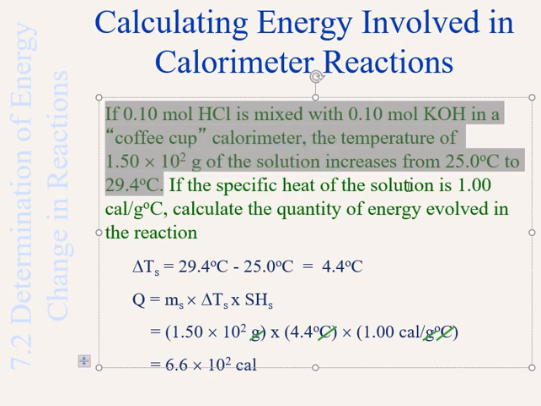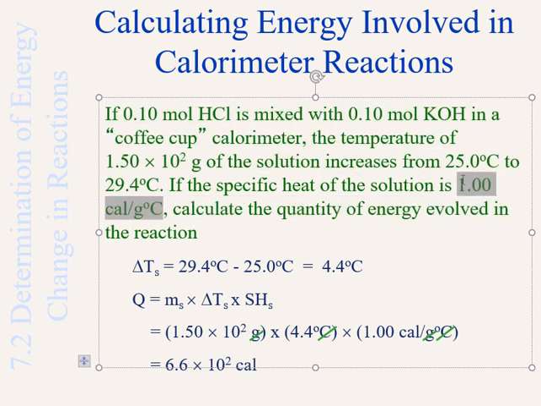Now, if the specific heat of the solution is 1 calorie per gram degree Celsius, we are basically using the specific heat of water, because these solutions of 0.10 moles of HCl and 0.10 moles of KOH are very dilute and mostly made up of water. Then calculate the amount of energy evolved in the reaction. Since delta T is 29.4 degrees Celsius minus 25.0 degrees Celsius, that's 4.4 degrees Celsius.